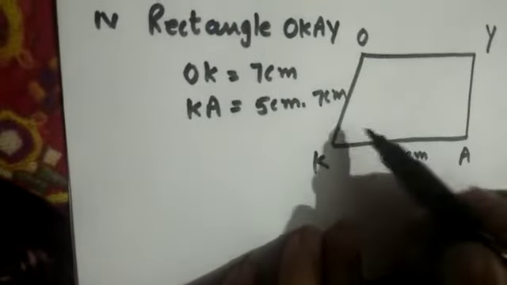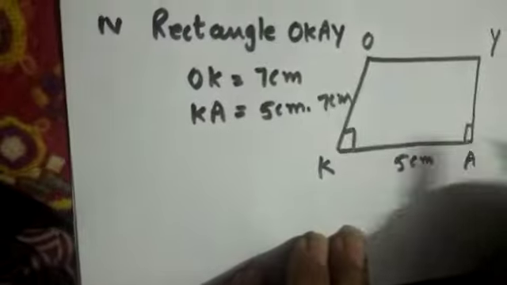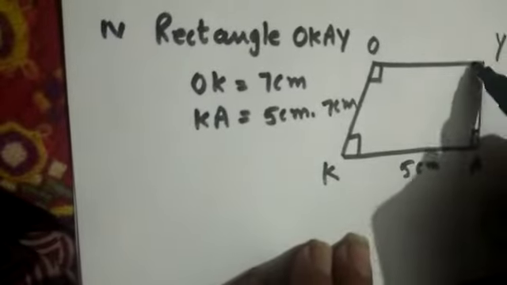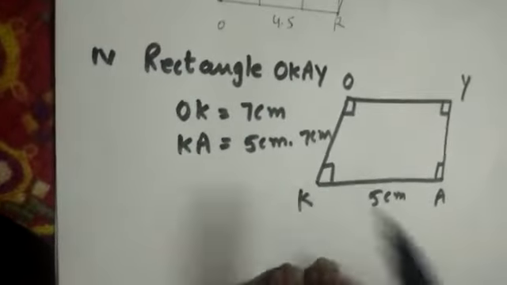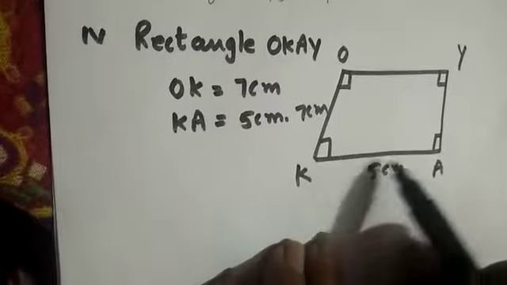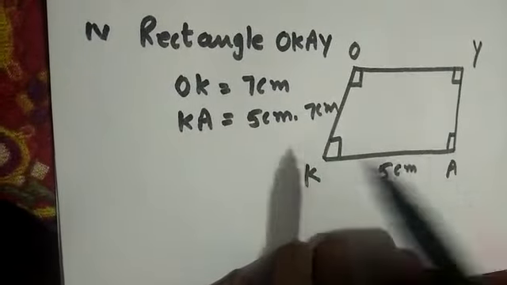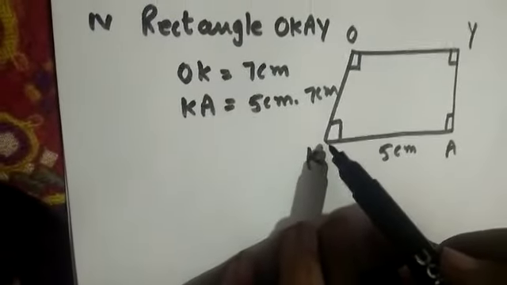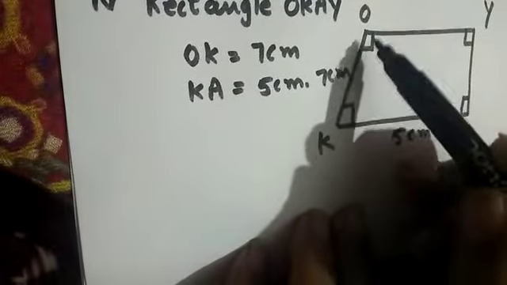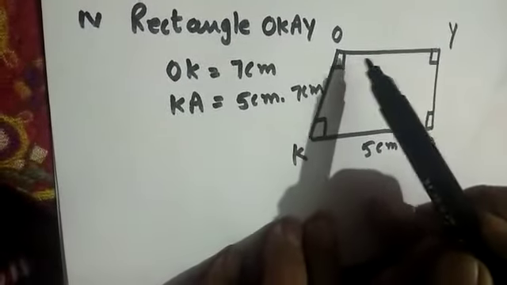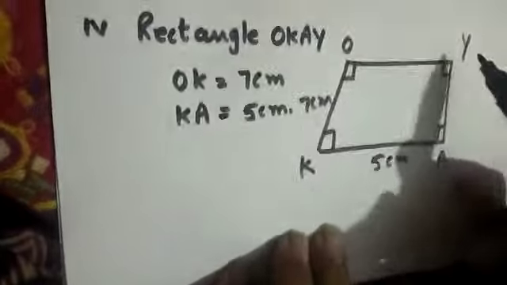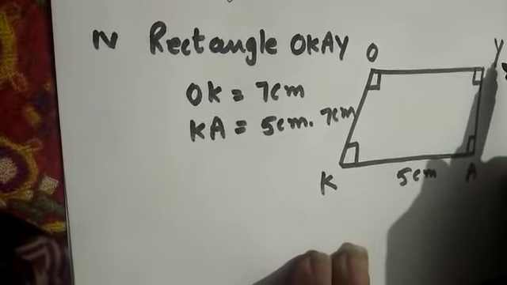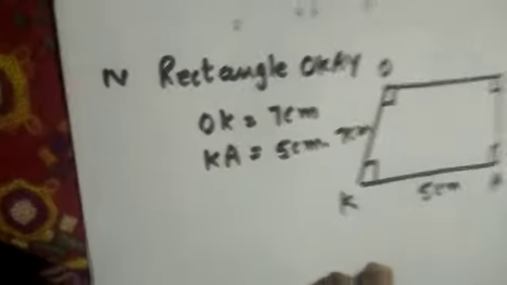We know that each angle of a rectangle is of 90 degree. So we'll use these three angles. We know that all the angles are of 90 degree. So first this question you have to do it yourself. You will draw a line segment of 5 centimeter at K and A, 90 degree angle. Then KO you will cut up to 7 centimeter and at point O 90 degree you will draw. Wherever it will meet this line, this 90 degree angle, that will be a point Y. So you have to complete exercise 4.3.